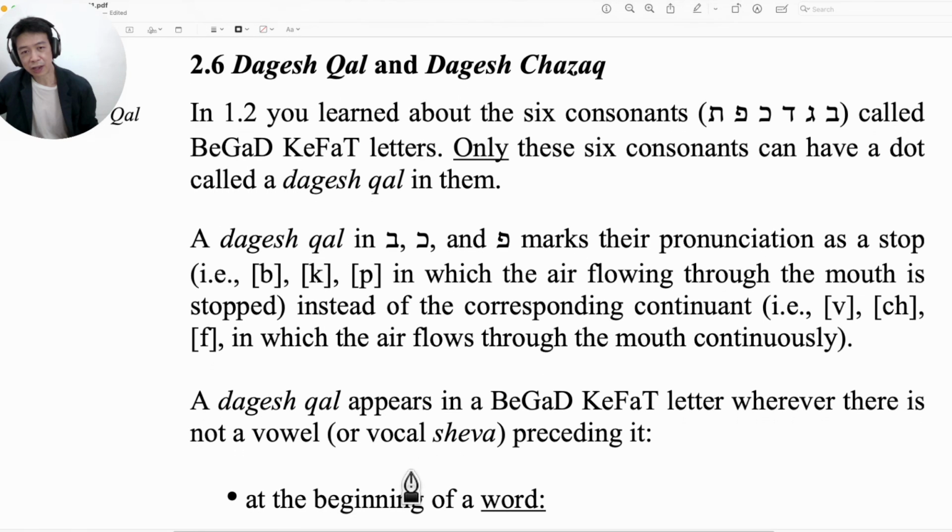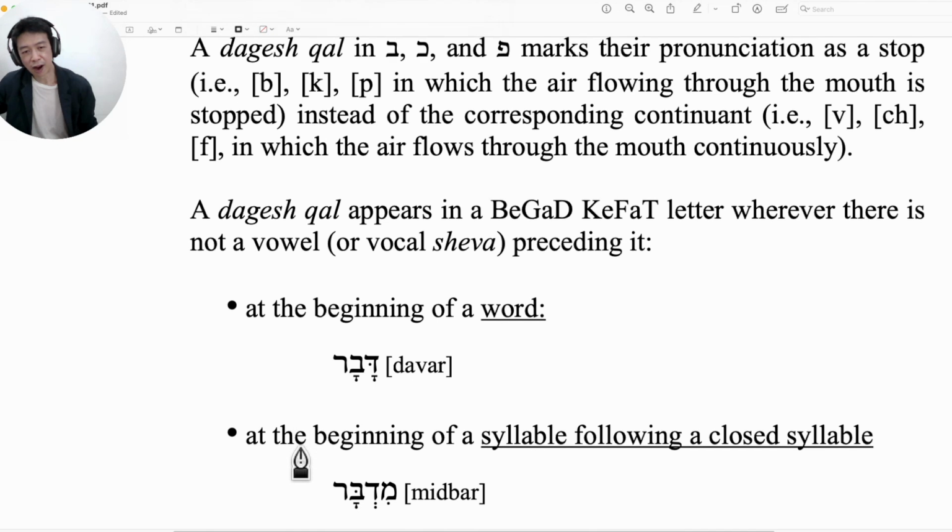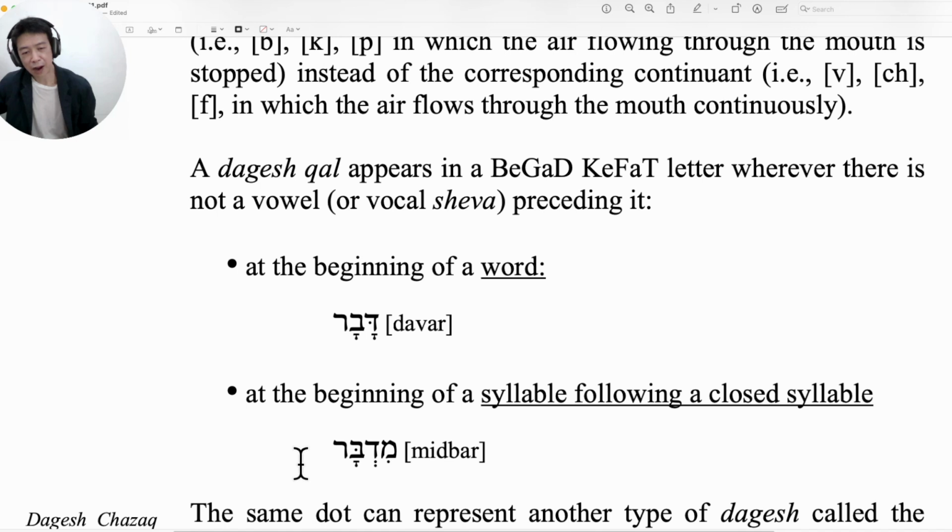A dagesh kal in bet, chaf, and pe marks the pronunciation as a stop, in which the air flowing through the mouth is stopped, instead of the corresponding continuant v and f, in which the air flows through the mouth continuously. A dagesh kal appears in the begadkefat letter wherever there is not a vowel or vocal sheva preceding it, such as at the beginning of a word, davar, or in the middle of a syllable following a closed syllable, mitva.